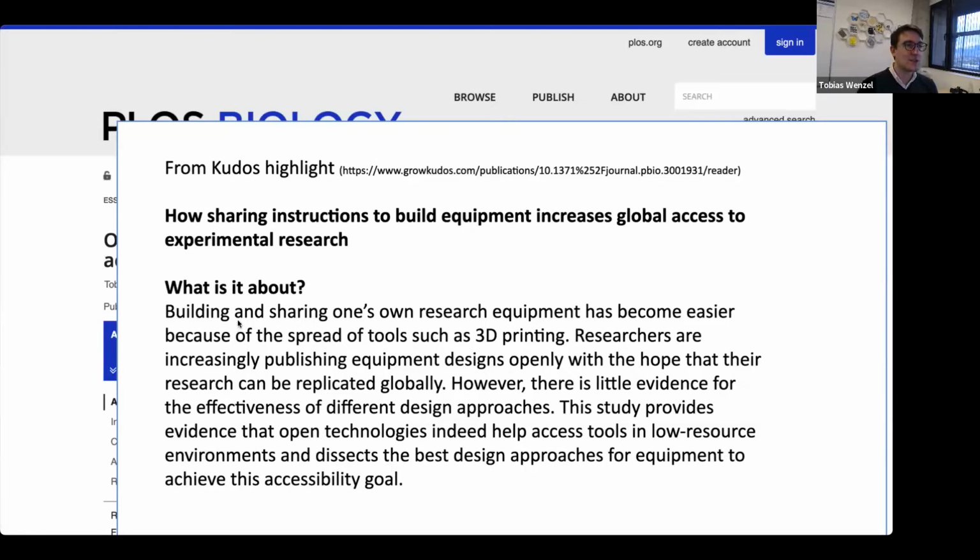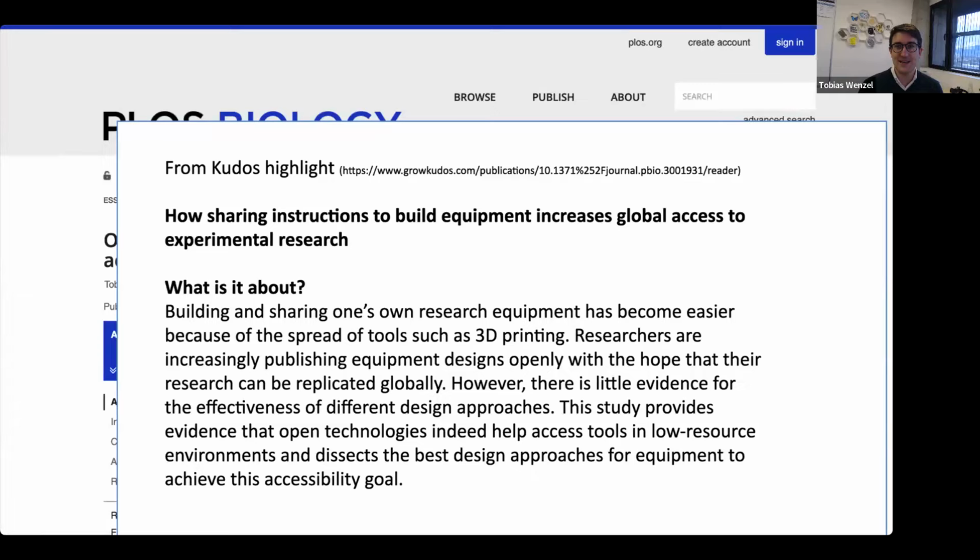And so why is this becoming a big topic at the moment is because it's become easier and easier to build your own equipment, especially with the rise of 3D printing and having really fantastic 3D printers available pretty much everywhere in the world, maybe not absolutely everywhere, but in most research settings. And people also increasingly publish their equipment openly. And they hope that this helps them, that it gets replicated, that other people use their research, that it has impact. But really, there is very little evidence for this.